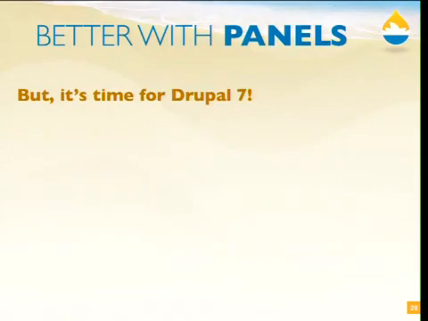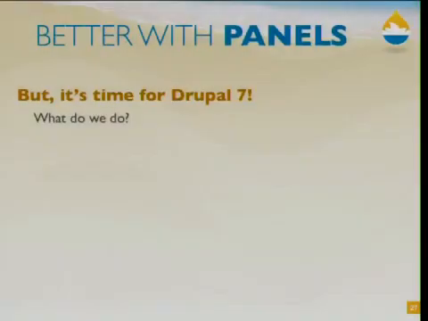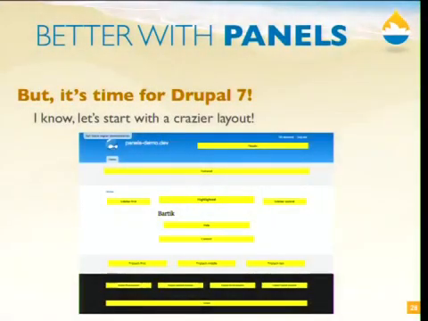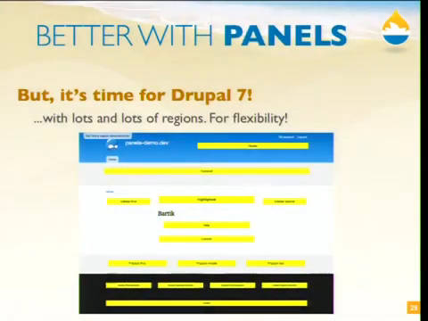So that was Drupal 6 land, right? We're now moving into Drupal 7. So what are we going to do to let people have more flexibility in how we deal with this in core? We can add a crazier starting layout. So we changed our default from Garland, which was our previous theme, to Bartik. And Bartik has lots and lots and lots of regions. And this is great because it gives you a lot of flexibility.